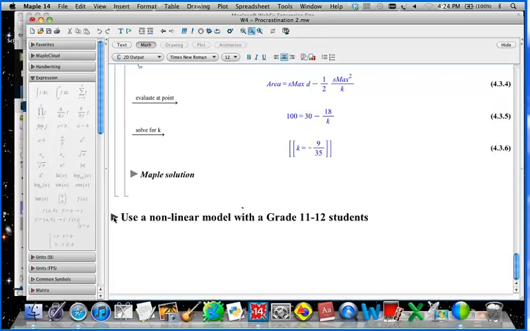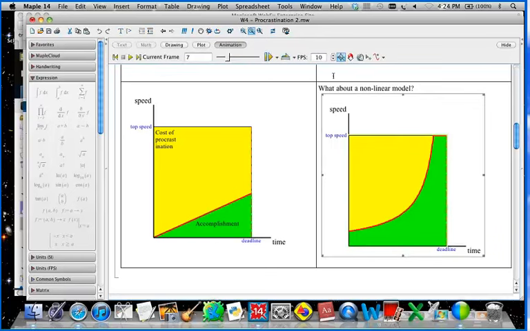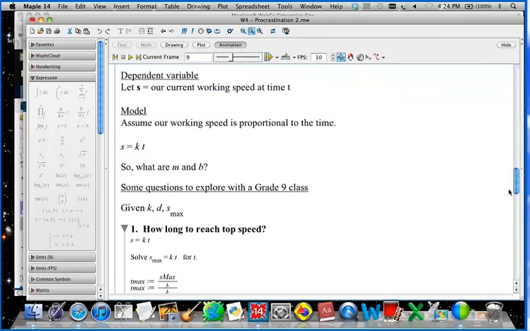The last thing I want to show you today is, what if you used a nonlinear model? Because here we saw we had to be infinitely keen to reach top speed right away. Let's go back to our nonlinear model here. This is more realistic, because most people don't get faster at a steady rate. They tend to panic at the end of the deadline. Let's model that.